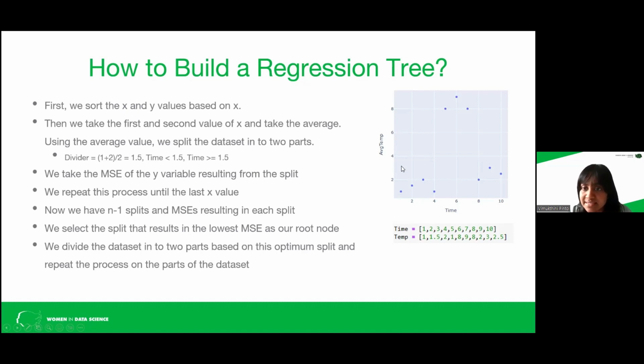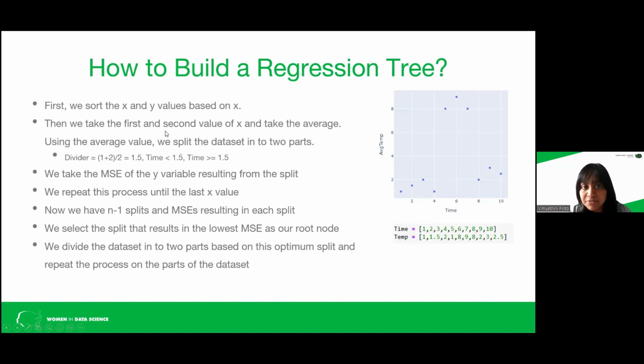So we have this data set here, and we have the time values and we have the temperatures. So first we sort the x and y values based on our x variable, so based on our time. And it's already sorted. So we start from 1, it goes up to 10. And the temperature values are the values corresponding to that time.